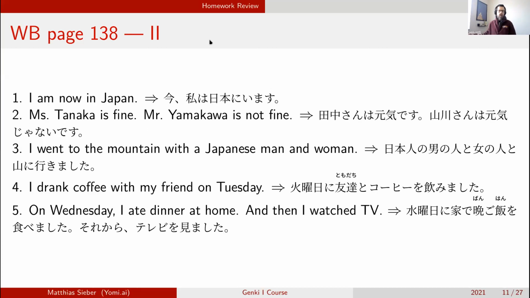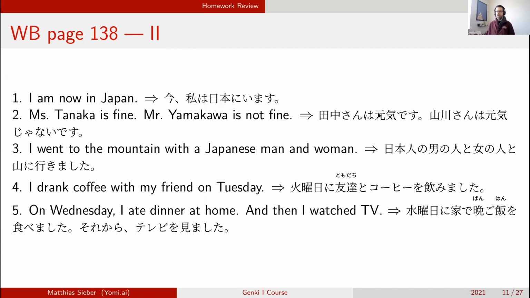Okay, so page 138, Roman numeral 2. I am now in Japan. Ima watashi wa Nihon ni imasu. Mr. Tanaka is fine. Mr. Yamakawa is not fine. So because this is in, I would actually say it differently.